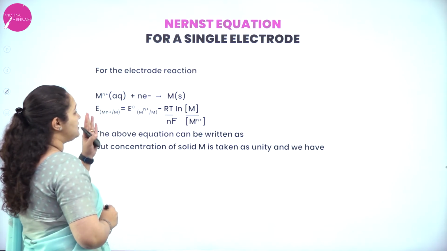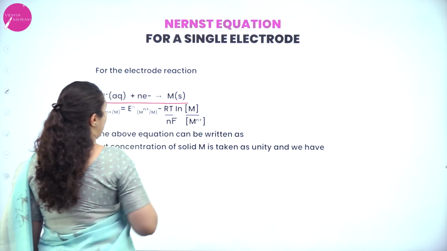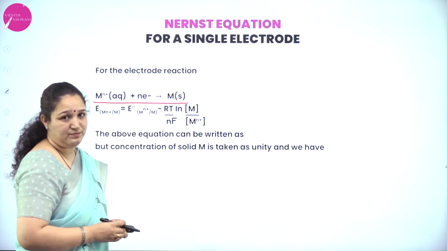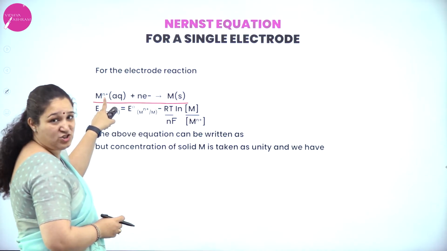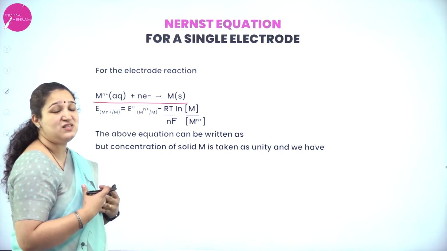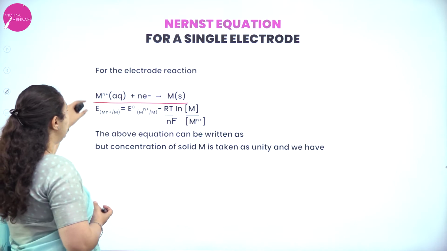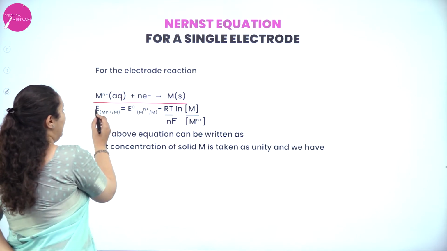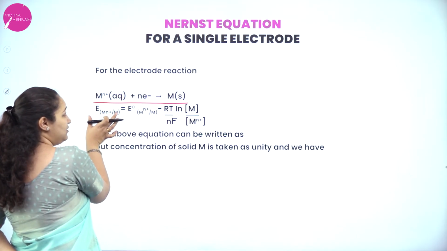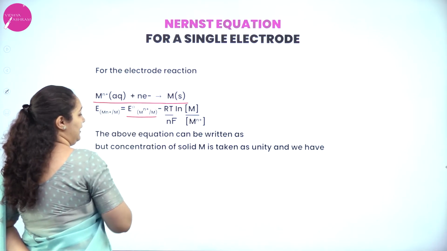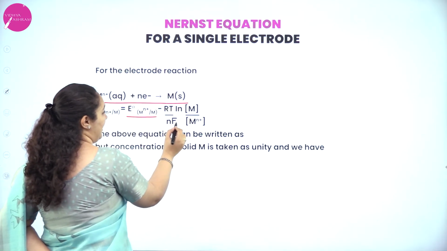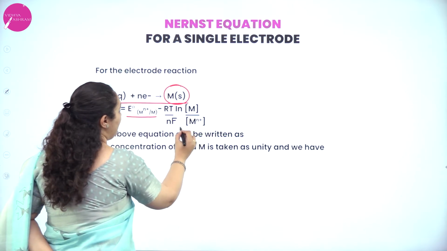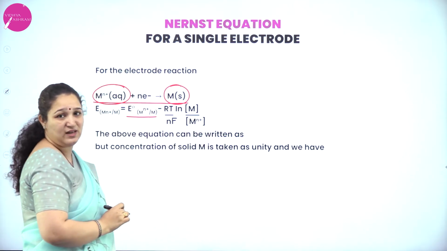Nernst equation for a single electrode. For example, this is the reaction which is happening: the metal ion is accepting electrons to form the metal. n is the charge, so n electrons it is taking up. This is the general way of writing the equation. For this reaction, I can write the Nernst equation as: the electrode potential of the single electrode is equal to the standard electrode potential minus RT by nF ln of the molar concentration of the product divided by the molar concentration of the ions in the solution.